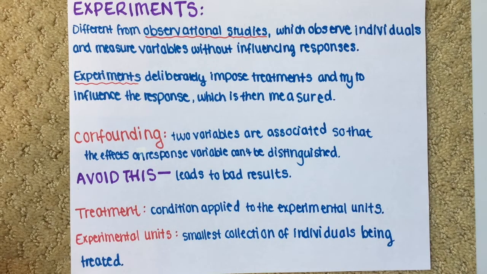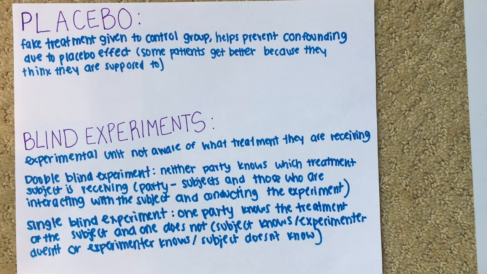So some other vocab words are treatment, the condition applied to the experimental units, and experimental units, the smallest collection of individuals being treated. So now we're going to talk about ways to minimize the effect of the confounding variable.